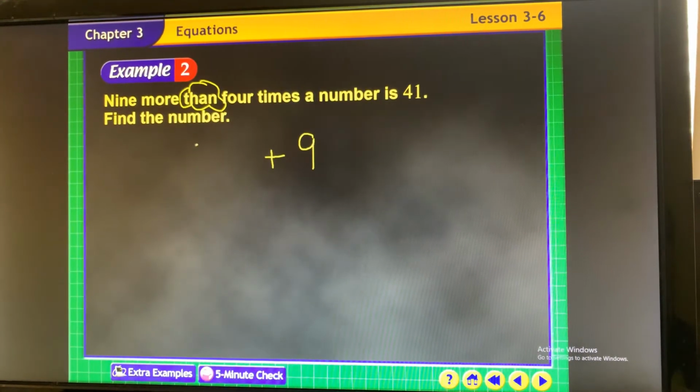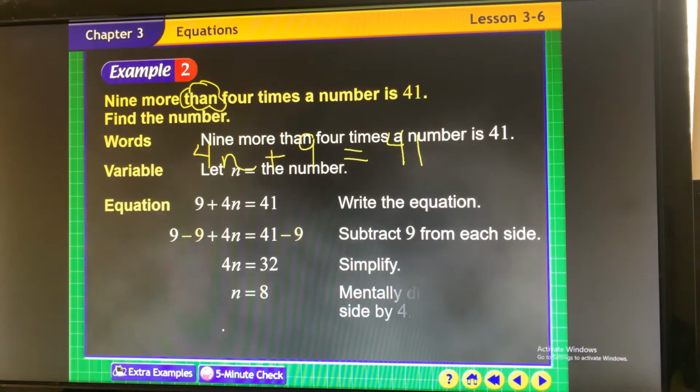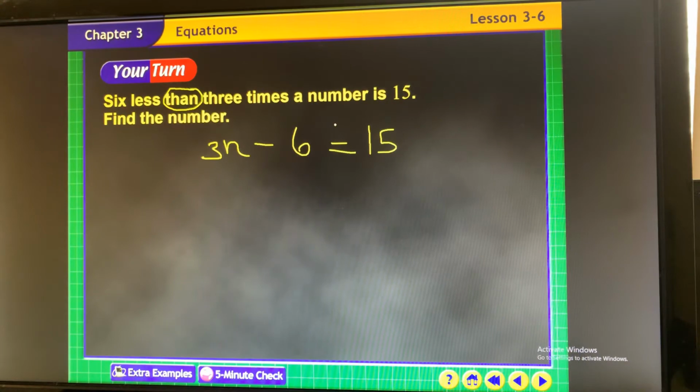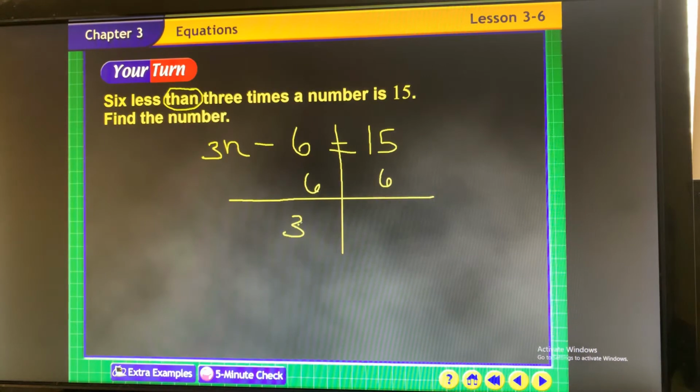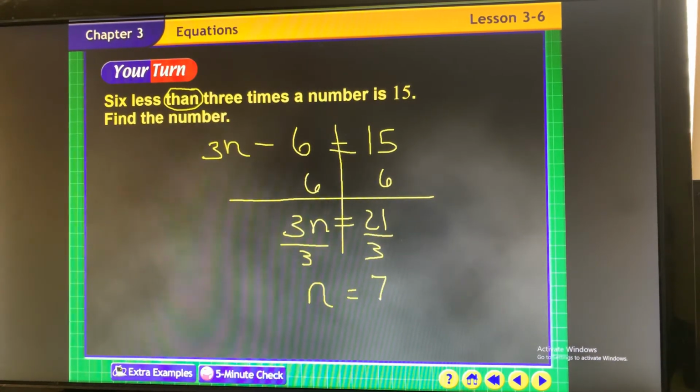9 more than 4 times a number is 41. And then you go ahead and solve it. Add 9 to both sides, then divide both sides by 4. N is 8. 6 less than, again, there's the word than, so 6 less than 3 times the number is 15. Go ahead and add 6 to both sides. 3n equals 21. Divide both sides by 3. N equals 7. And then go ahead and go back and try and check it.